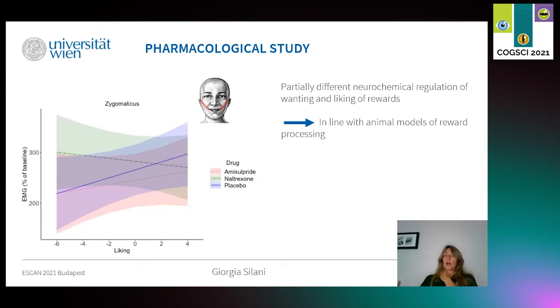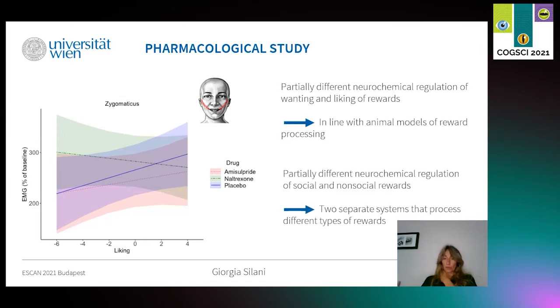So what we can infer from this first study is that there is a partially different neurochemical regulation of wanting and liking of rewards, namely that both naltrexone and amisulpiride, so opioid and dopamine antagonism, act on the anticipation of the rewards, while only naltrexone has an effect on the consumption of the rewards. And this is in line with animal models of reward processing.